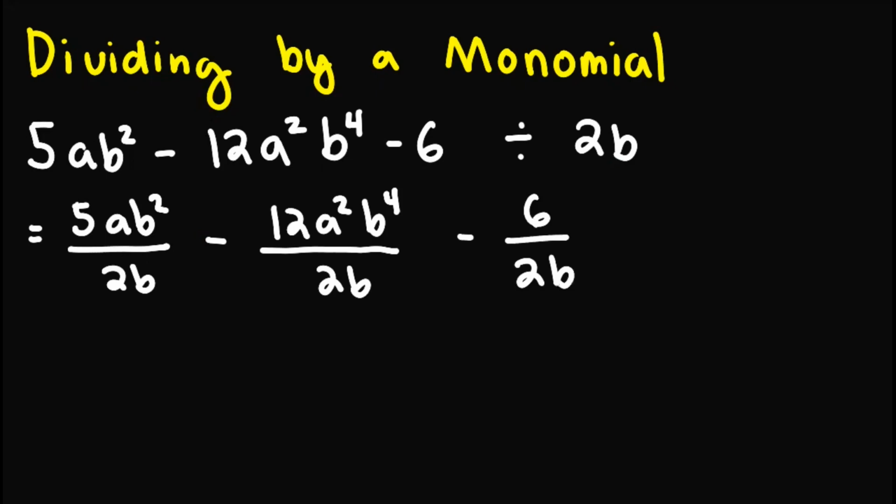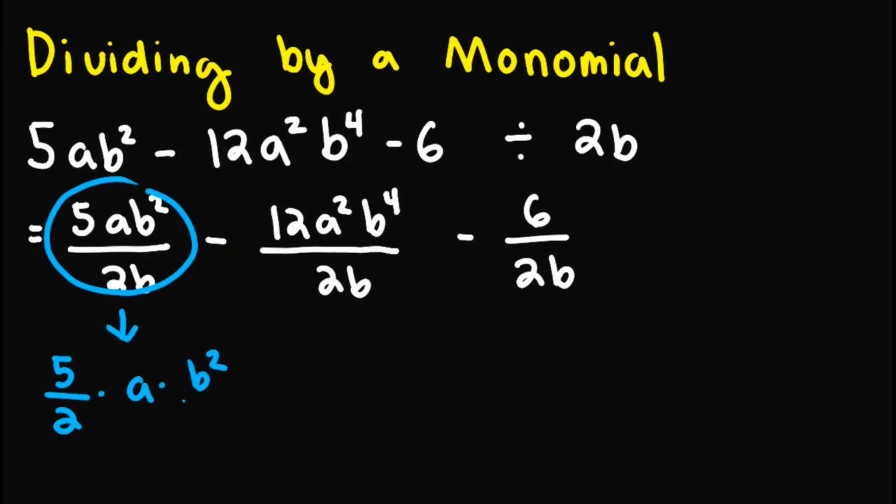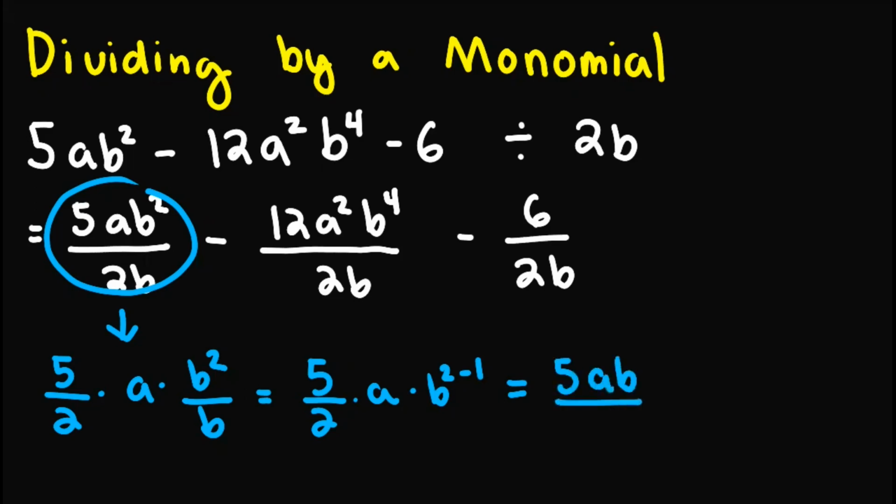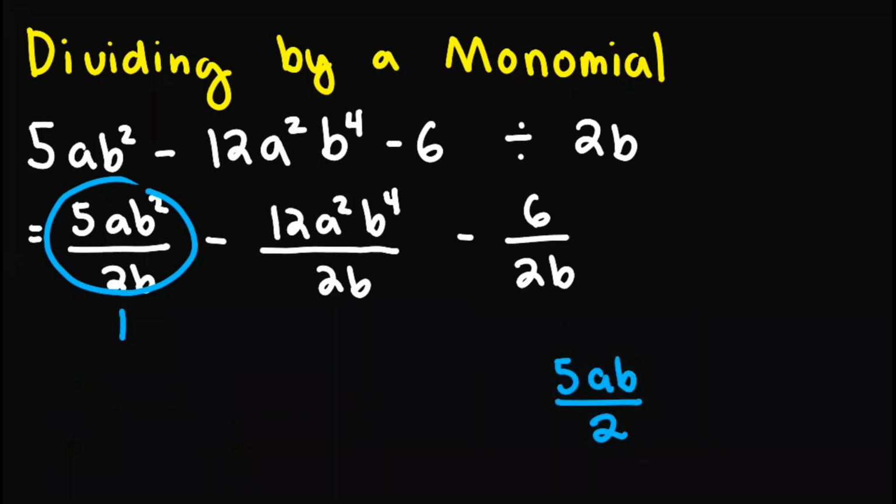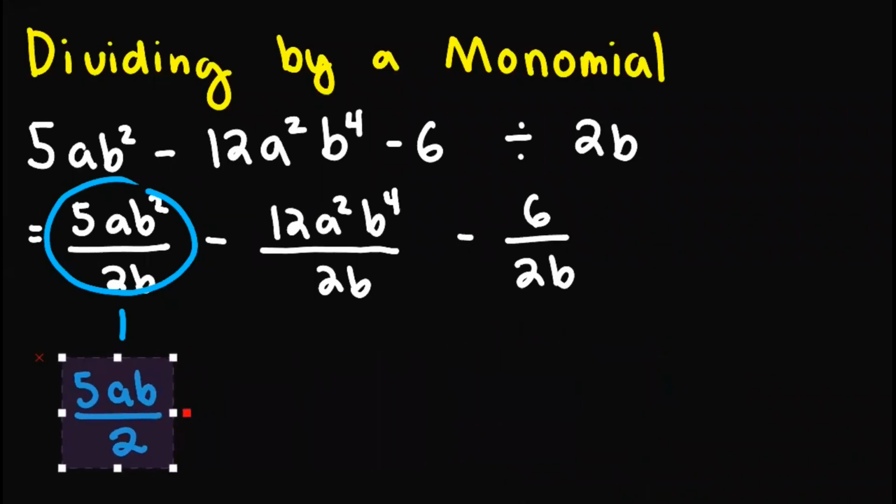First, this one out here, we can write as 5 over 2 times a times b squared over b, which is equal to 5 over 2 times a times b raised to 2 minus 1, which simplifies into 5ab all over 2. Oops. So let's put it down here.